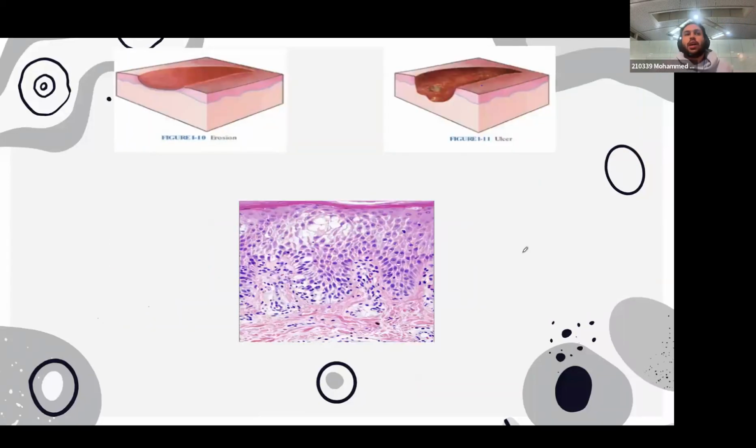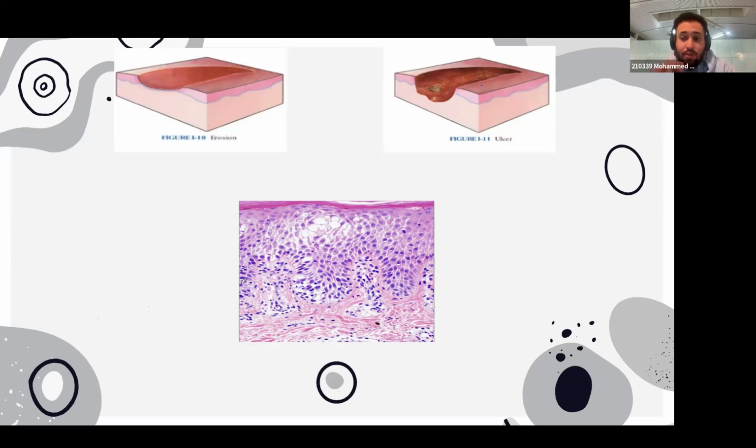Now, if I have a lesion that doesn't go deeper than the epidermis, what do I call this? Erosion, okay? Mucosa and submucosa stuff, I'll teach you in GI. This one is erosion, it's the epidermis. If it goes deeper than the epidermis, what do we call this? Ulcer. Good.